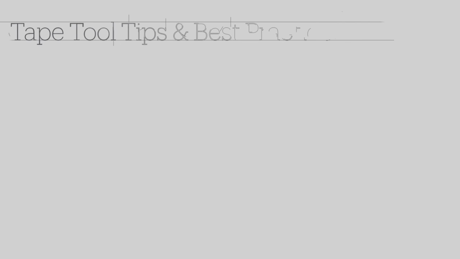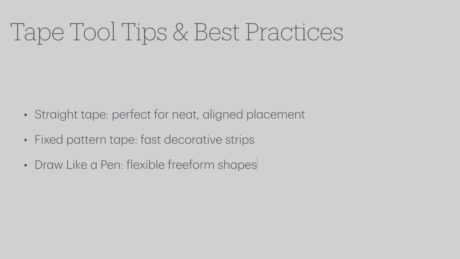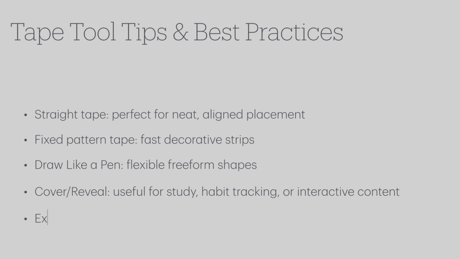And now your tips and best practices. The tape tool offers three types: straight tape for perfectly aligned placement, fixed pattern tape for quickly adding decorative strips, and draw like a pen for flexible, freeform designs. Use cover reveal to hide or reveal content for studying, habit tracking, or interactive planning. Adjust size, patterns, and colors to match your layout and keep pages visually clear.